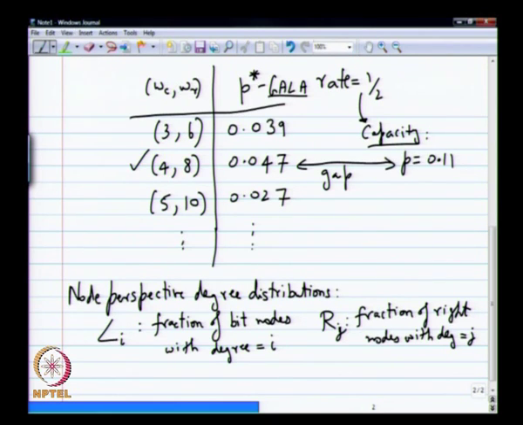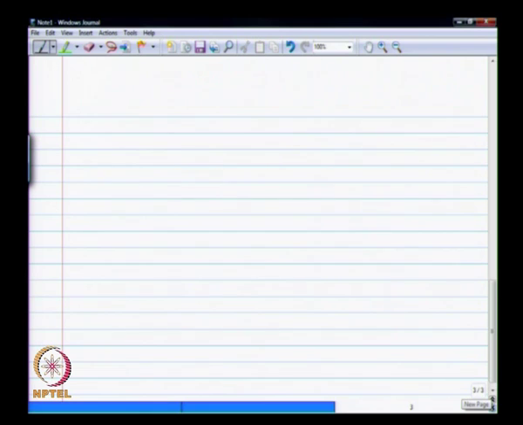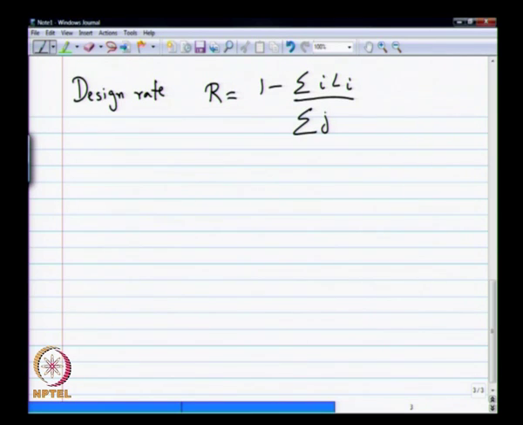If you do this, based on the design rate, there are constraints. The first constraint is that summation L_i should be equal to 1, similarly summation R_j should be equal to 1. These are all fractions, clearly they should all add up to 1, fraction of nodes. And then you can compute the design rate. The design rate will turn out to be something like this: r equals 1 minus summation i L_i divided by summation j R_j.